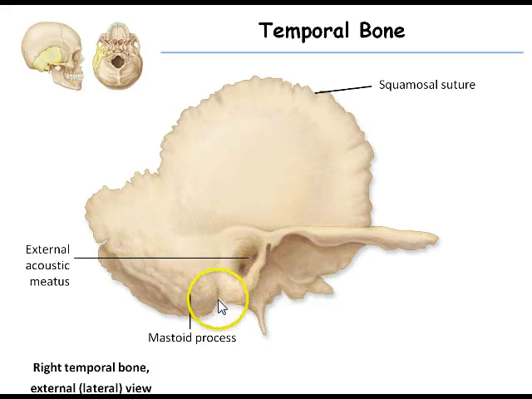The mastoid process is a large muscle attachment site that's found posterior to the external auditory meatus. You should be able to palpate this structure on your own skull just posterior to your ear. You will find that the male skull has a larger mastoid process.